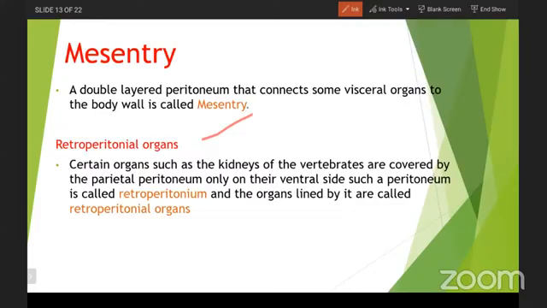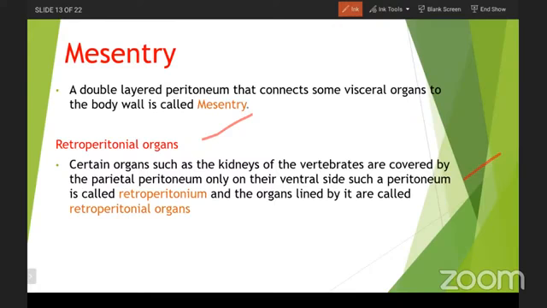The peritoneum on the ectodermal side is the parietal peritoneum, and the peritoneum on the endodermal side is called the visceral peritoneum. These are the 2 terms you have to remember: parietal peritoneum and visceral peritoneum. Here the definition for the retroperitoneal organs is certain organs such as the kidneys of the vertebrates. Usually where are the kidneys located in our body? At the dorsal side of the abdominal cavity.